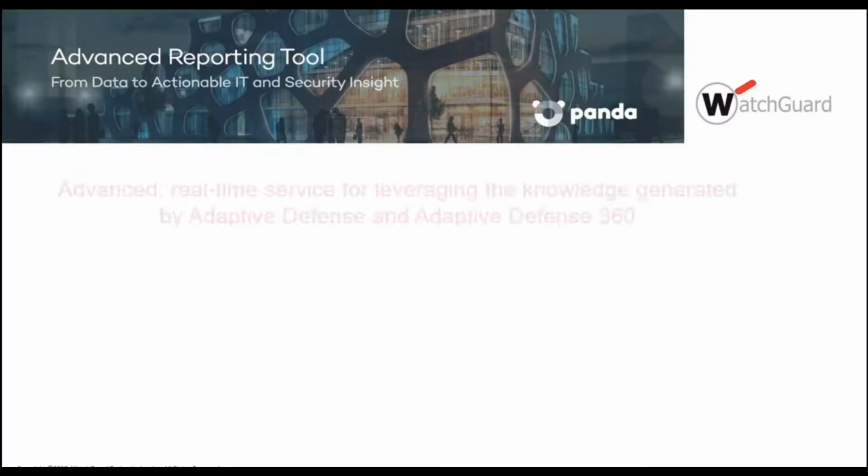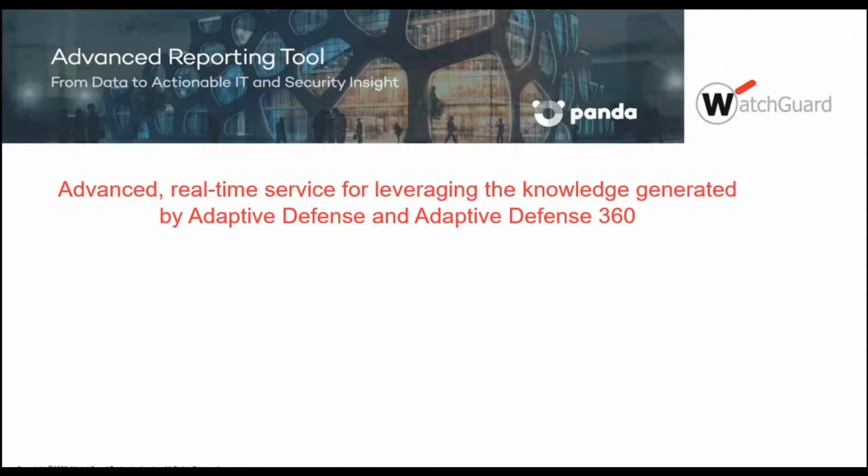So what is this advanced reporting tool, right? It is a real-time service that is going to leverage the knowledge generated by Adaptive Defense and the AD360 that is being collected. As I mentioned before, when it comes to the agent, the telemetry is always sent to the Panda Cloud. It's stored there, and you can go back to it and find out what happened. Let's say you want to go back in time for 6 months, and you have very specific forensics or auditing requirements, then you can do that.